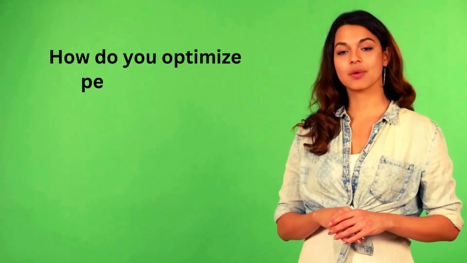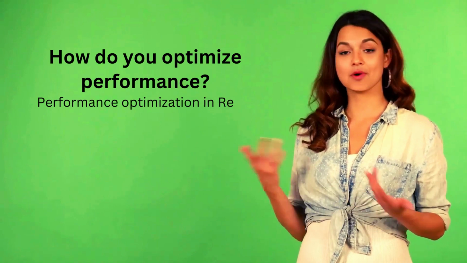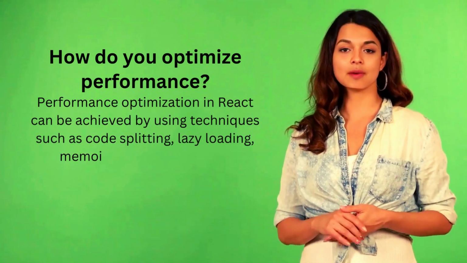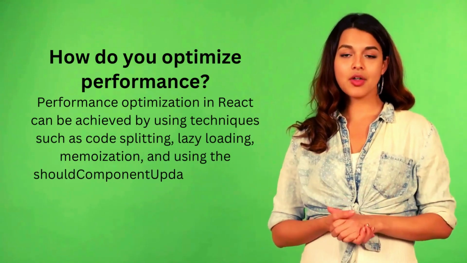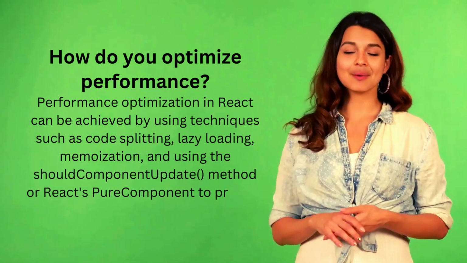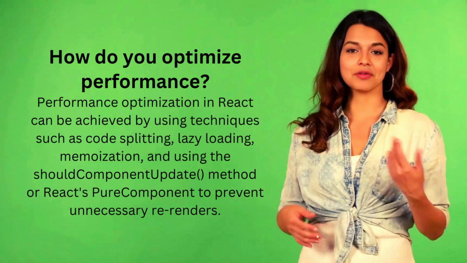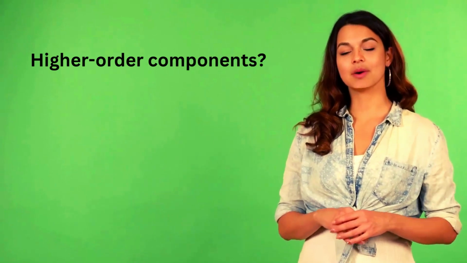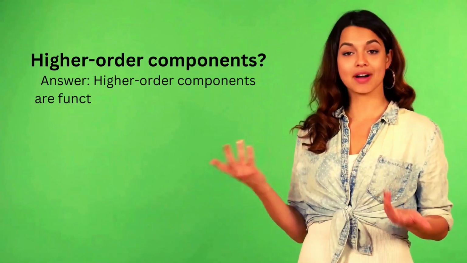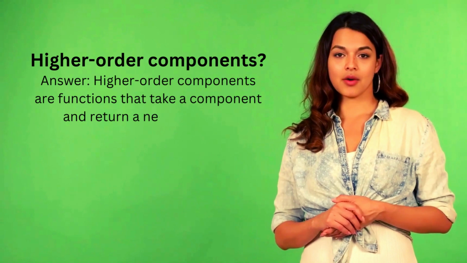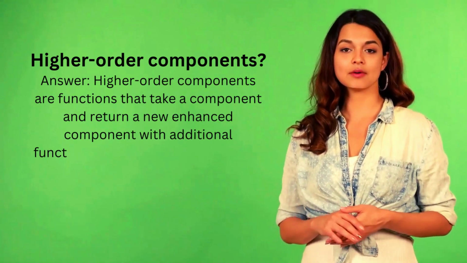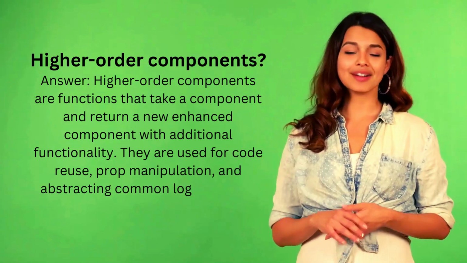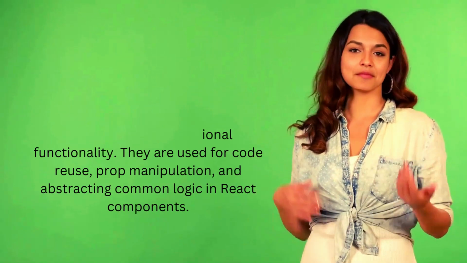How do you optimize performance in React? Performance optimization in React can be achieved by using techniques such as code splitting, lazy loading, memoization, and using the shouldComponentUpdate method or React's PureComponent to prevent unnecessary re-renders. What are higher-order components? Higher-order components are functions that take a component and return a new enhanced component with additional functionality. They are used for code reuse, props manipulation, and abstracting common logic in React components.